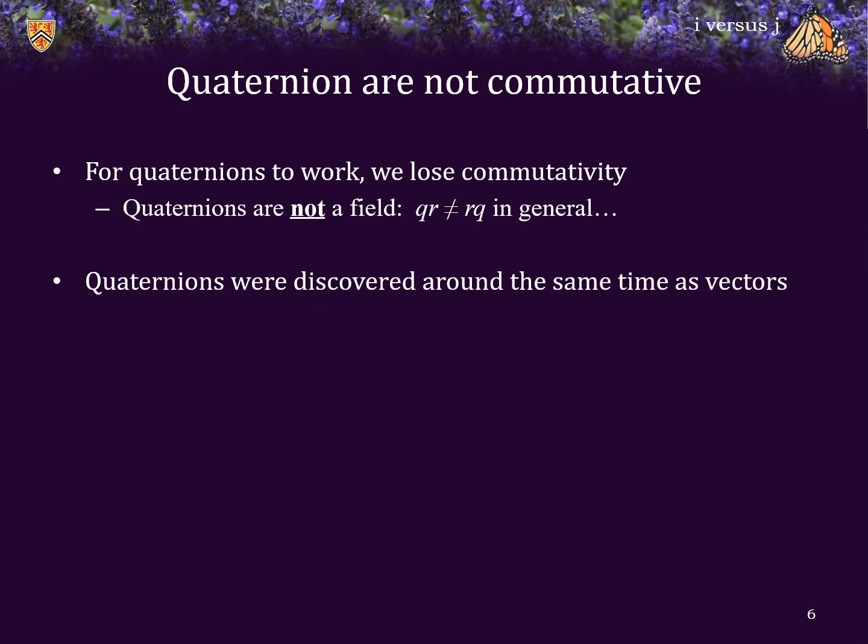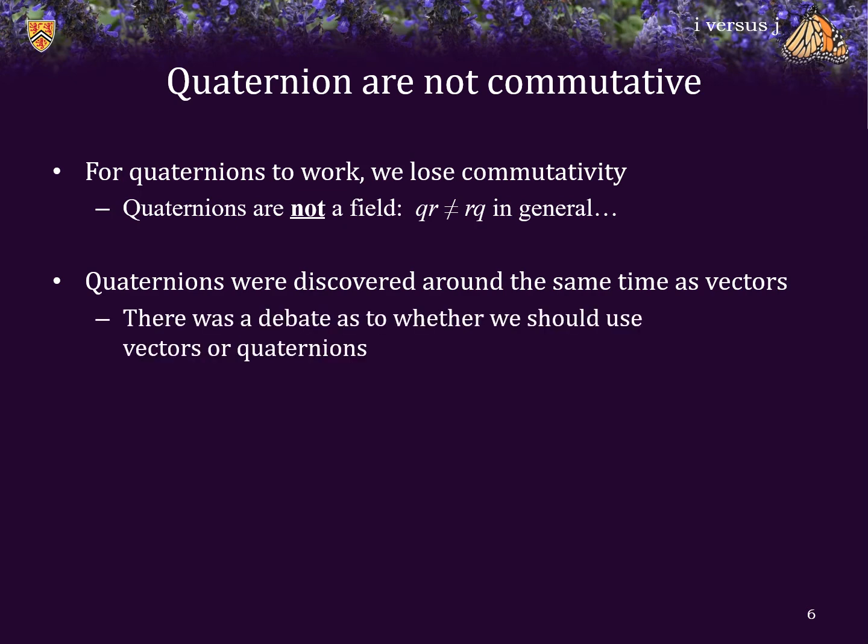Now, quaternions were discovered around the same time as vectors. In fact, there was a big debate going on between the vectorialists and those supporting quaternions. Which is the most appropriate way to model the real world? Well, given that we don't have courses on quaternions anymore, and we do have courses on linear algebra, it seems vectors won out. So we're not covering quaternions anymore in this course.